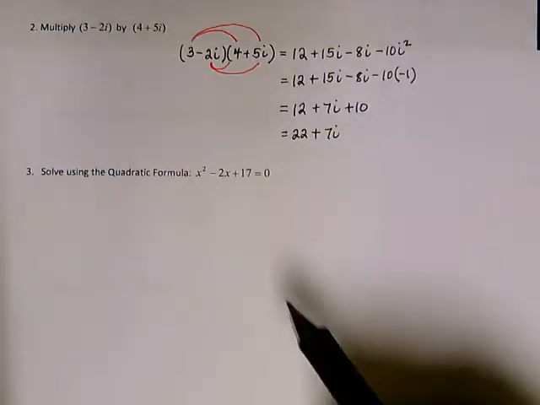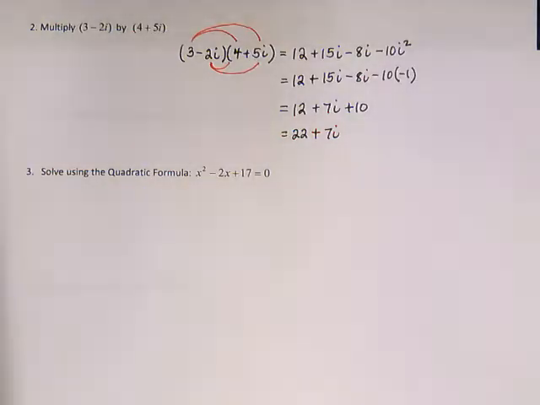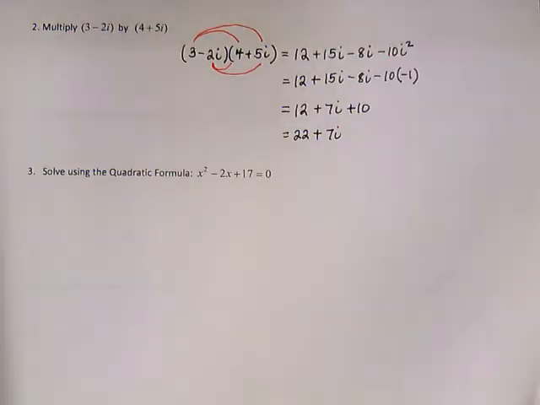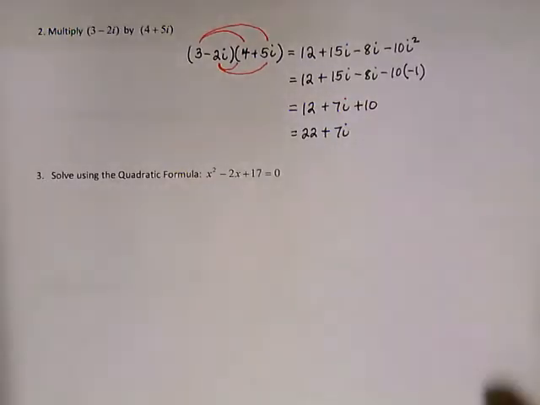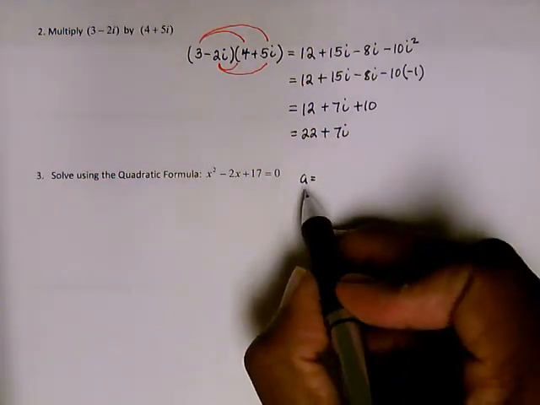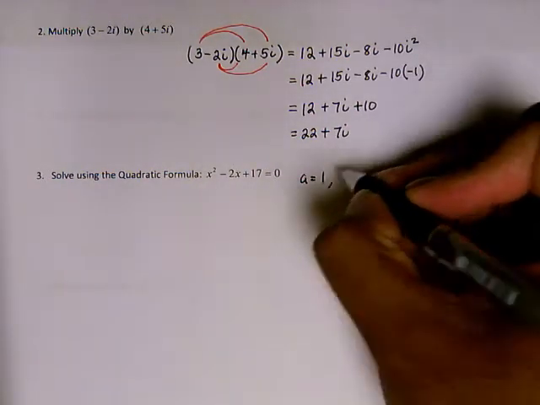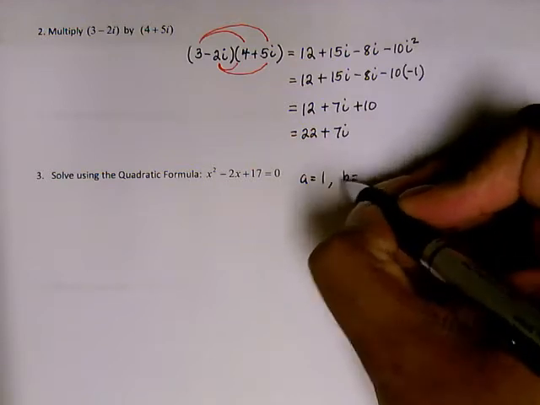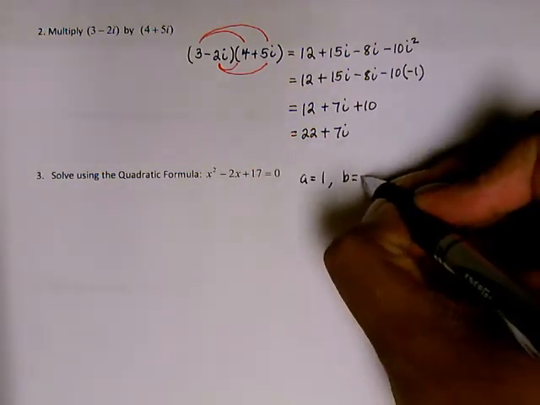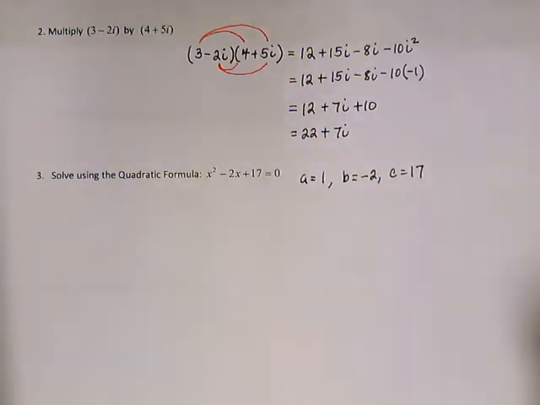Okay, notice that I do have a 0 on one side of the equation, so this is written in standard form. So I can use the quadratic formula by identifying a, b, and c. The a is the coefficient of your x squared term. That's 1. The b is the coefficient of your x. That's negative 2. Your c is your constant. That's going to be 17.